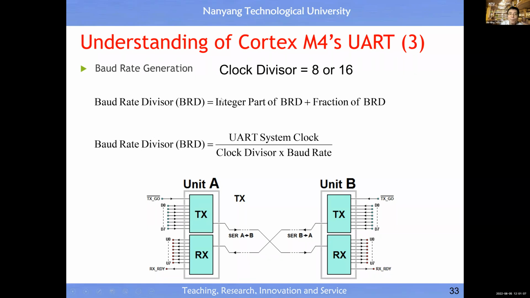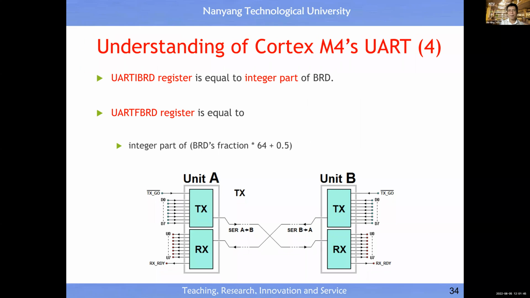Once you know this number, you split it into two parts, the integer part and the fraction part, then you write the values inside the registers. This is the transformation equation for you to convert the baud rate, chosen by you among the standard values. For example, 9,600. For those of you who play with a fax machine, you know it a bit. By default it is 9600, right? It is one of them. Then for the clock divisor, you can only have two values, 8 or 16. That's it. You apply this, then get the number.